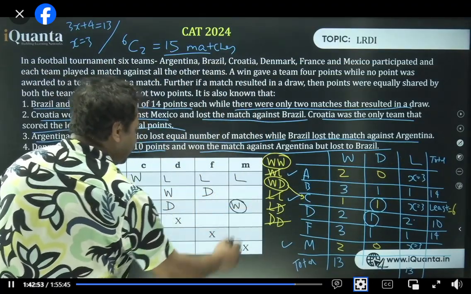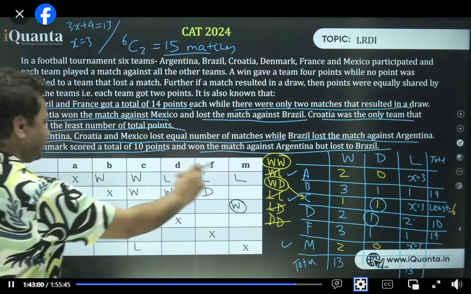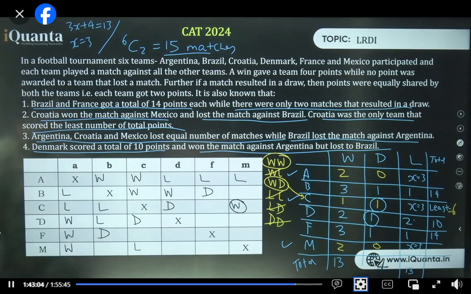This is going to be lost. So Argentina against France is loss. France against Argentina will be a win. Argentina against Mexico is a loss. So Mexico against Argentina will be a win. Filled it? What else can we fill?